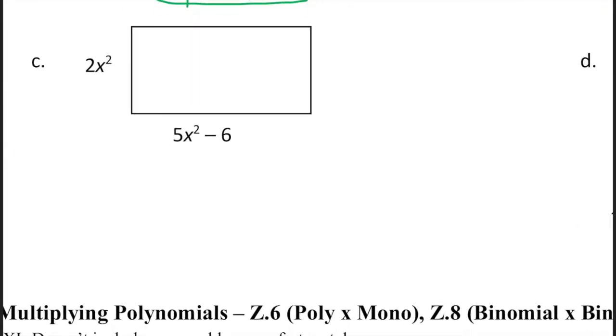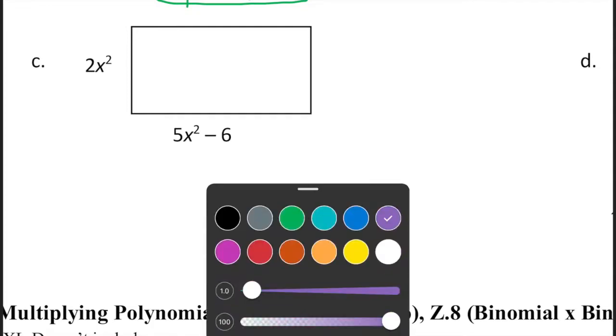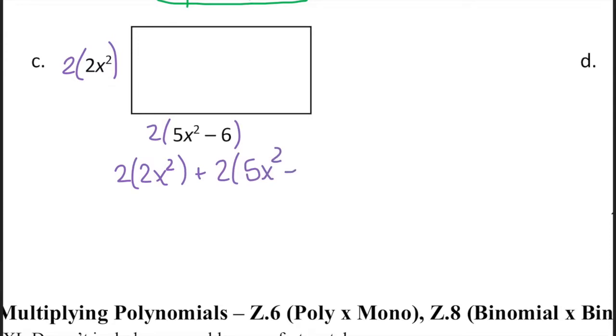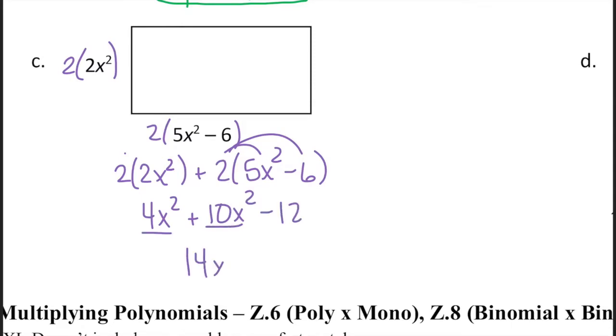All right, rectangle C. Let's go for purple. I need 2 of these, and I need 2 of these, because I have 2 lengths and 2 widths. So 2 times 2x squared plus 2 times 5x squared minus 6. Distributive property, well, this is just multiplication, 4x squared, but I do have distributive property here, 10x squared minus 12. 4x squared plus 10x squared is 14x squared minus 12 is the answer.